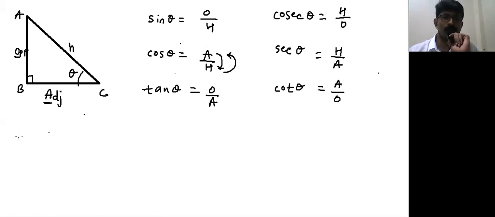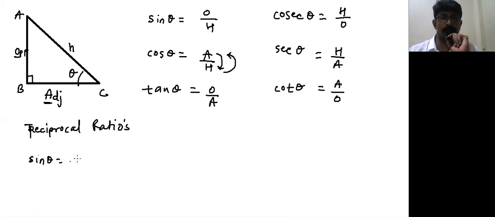So what is the first identity? Reciprocal ratios. What are these reciprocal ratios? Look at this. Sine theta is the reciprocal of cosec theta. So you can write it down like this: sine theta is equal to 1 by cosec theta. Or cosec theta can also be written as 1 by sine theta.